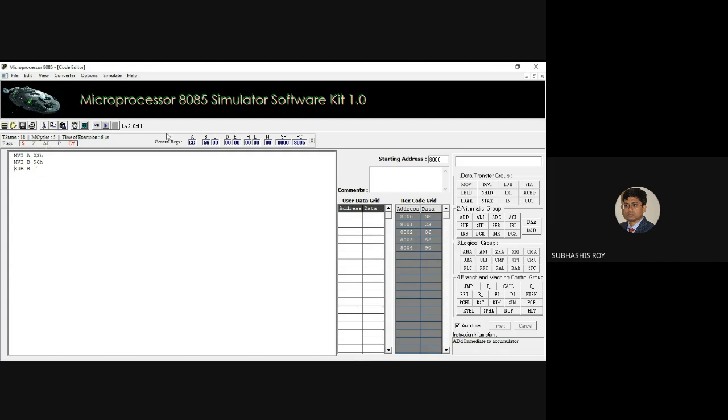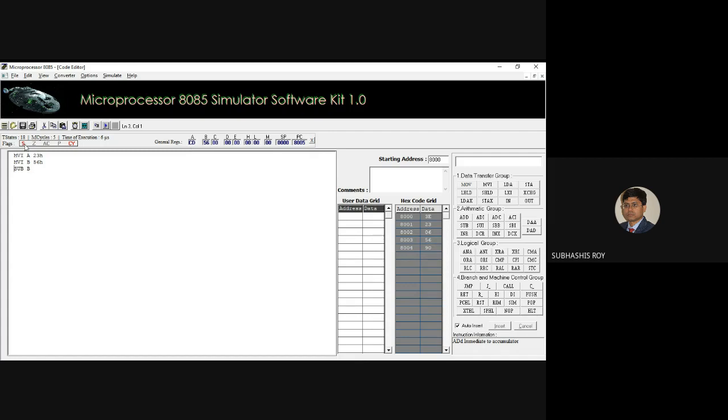So this is a negative result basically. This is not a positive result. Okay, why? You don't need to see the sign flag to determine whether after a subtraction operation you are getting a positive result or negative result. You don't need to check what is the value of your sign flag.